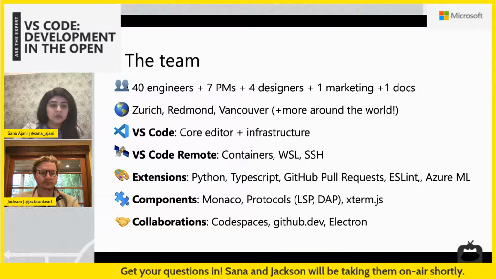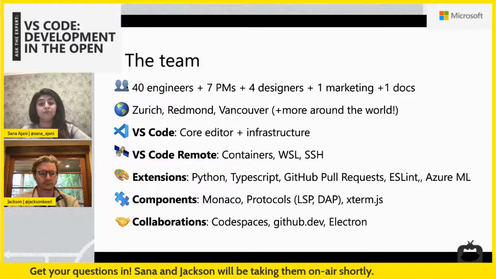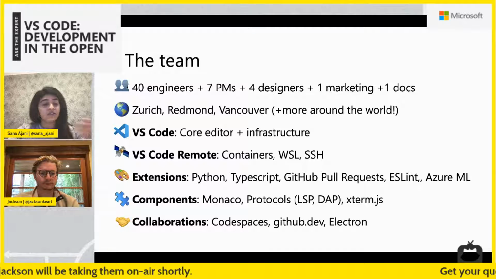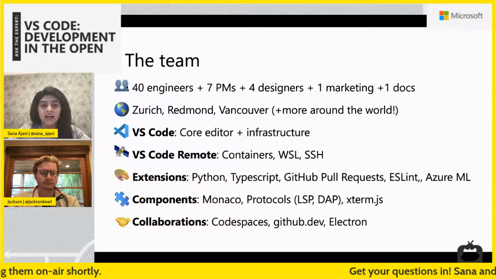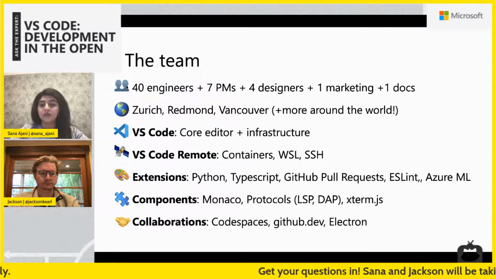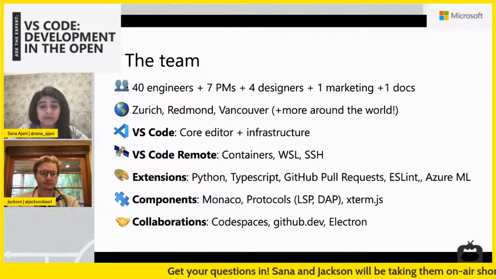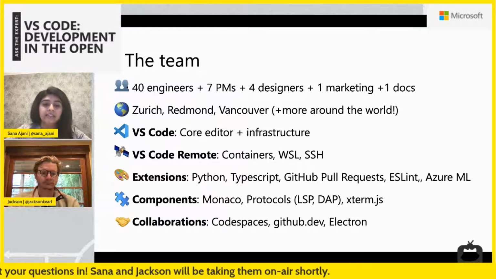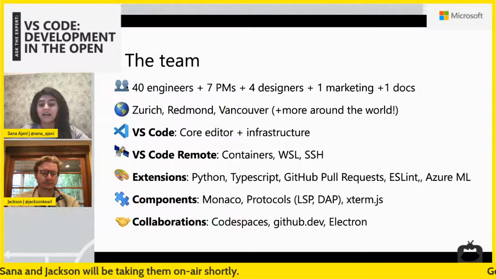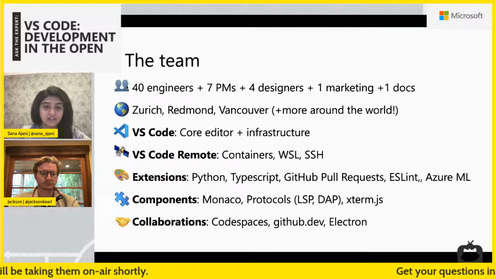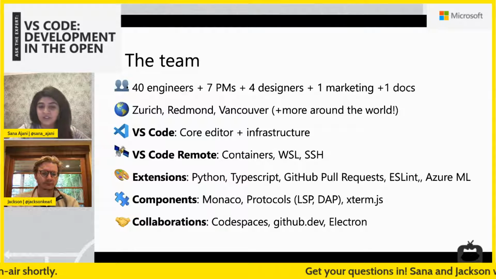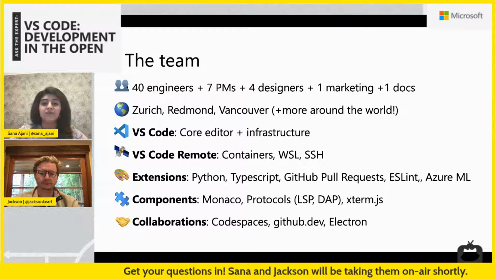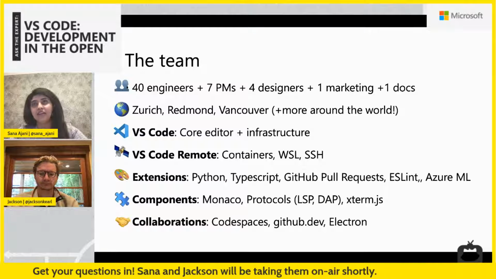Other components, we use a lot of other open source components to build VS Code. So we maintain the Monaco editor, which is used in other services besides VS Code. We manage other protocols like the language server protocol, then the debug adapter protocol, and Xterm.js, which contributes to our terminal. And we do a lot of collaborations. We have awesome, really brilliant engineers that are able to collaborate with other engineers like at GitHub, the Electron project, to make VS Code what it is today.